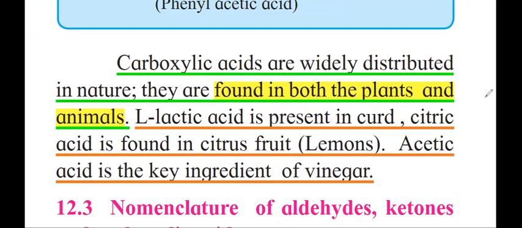The L-lactic acid is present in curd. Curd means dahi. Okay, citric acid, we have seen examples of citric acid. It is found in citrus fruit, meaning lemon. And acetic acid is a key ingredient of vinegar, which we use in our kitchen most of the time. Vinegar is nothing but acetic acid, CH3COOH. Okay, these are some of the examples, and these carboxylic acids are widely distributed.